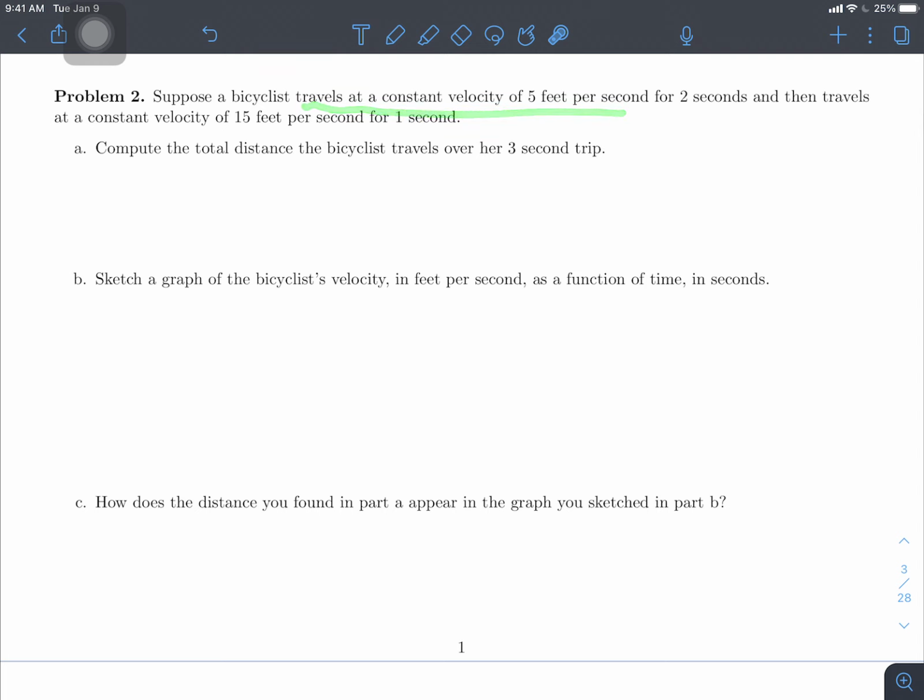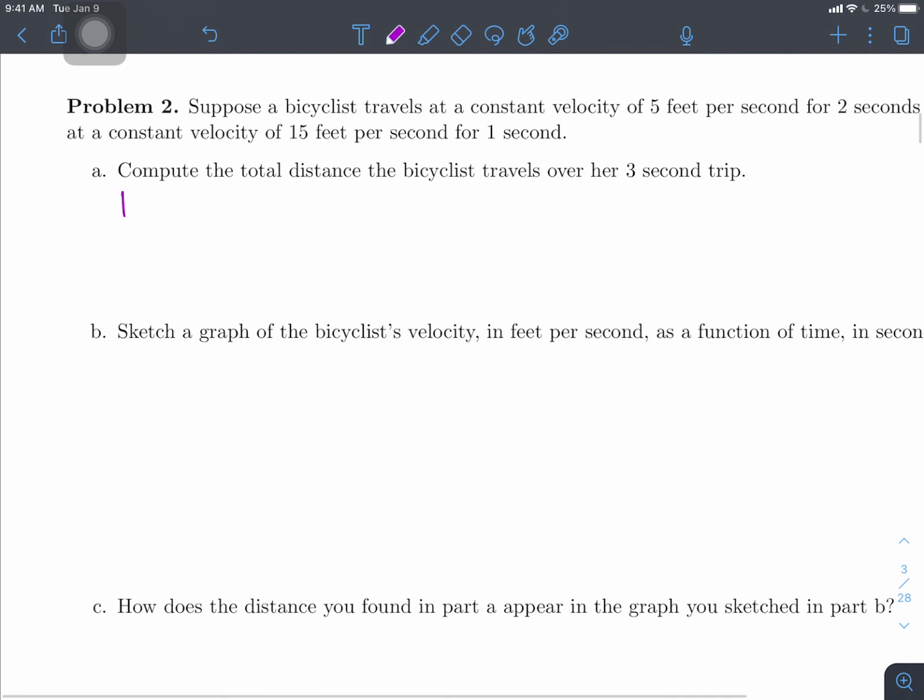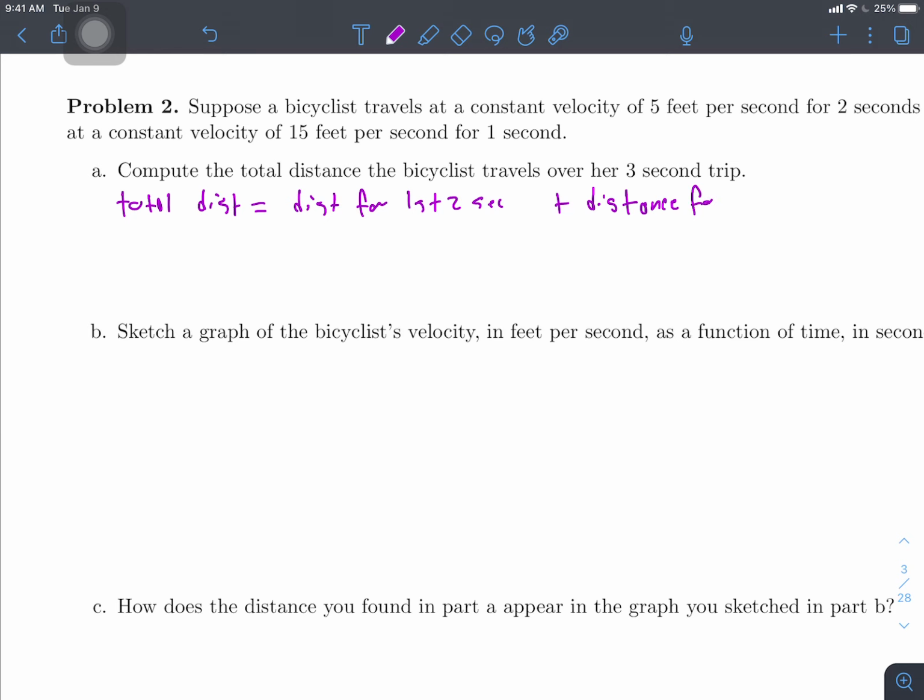They travel at a constant velocity of 5 feet per second for 2 seconds, and then at 15 feet per second for 1 second. And we want to compute the total distance that the bicyclist travels over her 3-second trip. Well, the total distance is just going to be equal to the distance traveled for the first 2 seconds plus however far she travels in the last second. Third second.